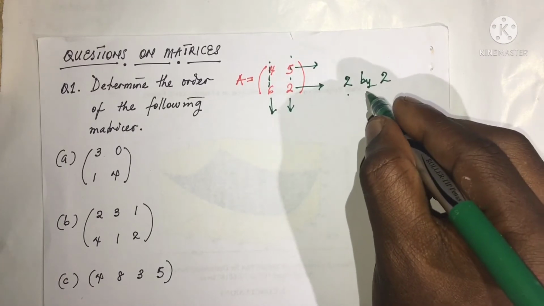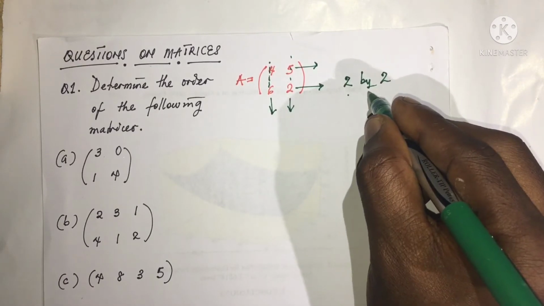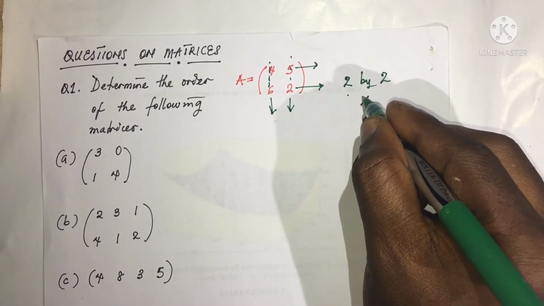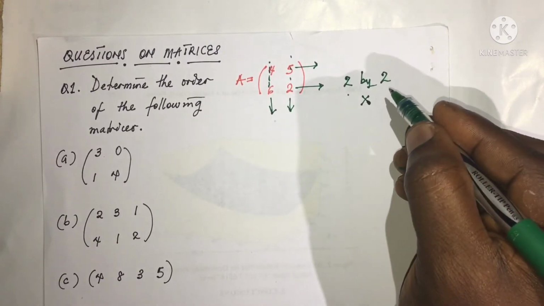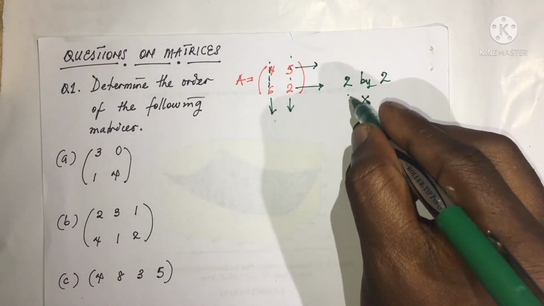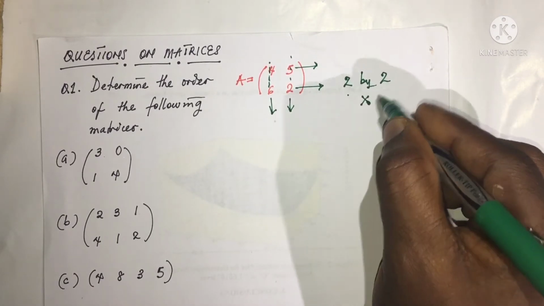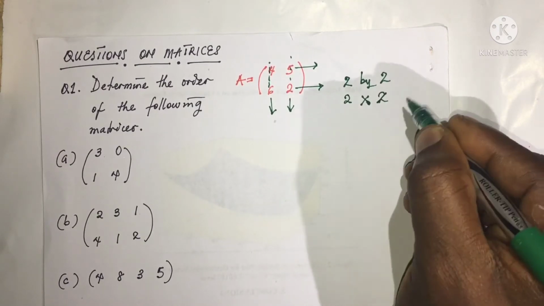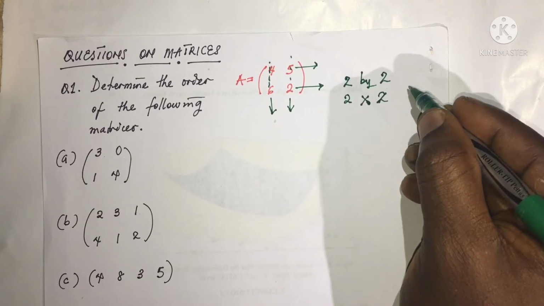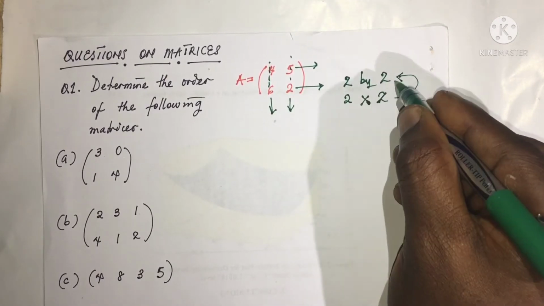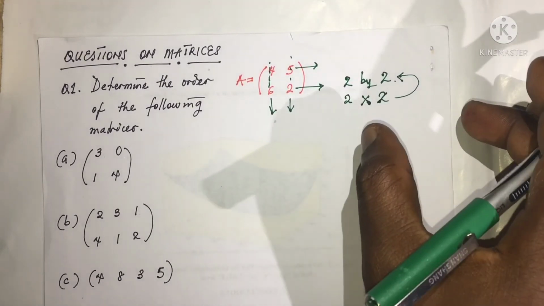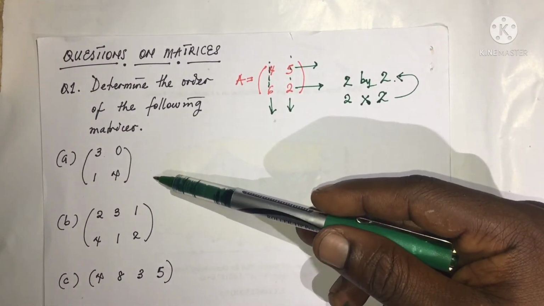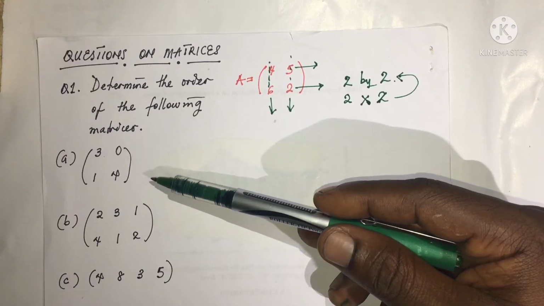But we don't write the word by. Rather, we use the multiplication symbol to represent by. So instead of writing 2 by 2, we simply write 2 times 2, and this 2 times 2 is read as 2 by 2. We are going to use this idea to determine the order of these matrices as required. Now let's see.